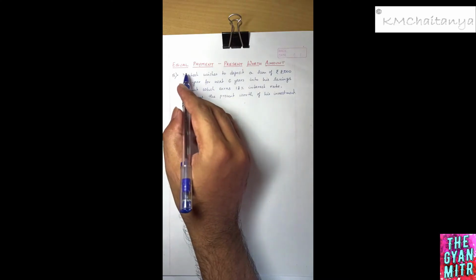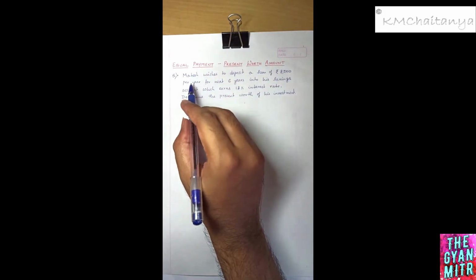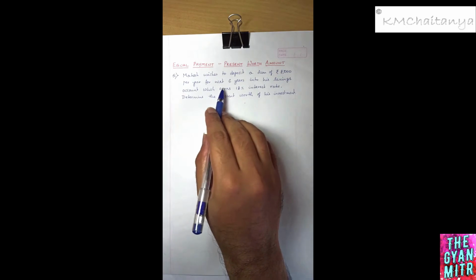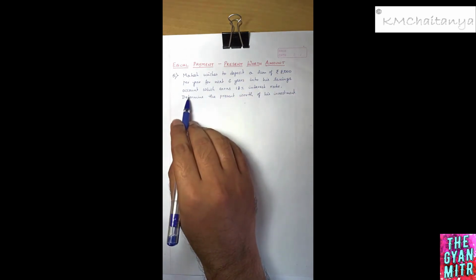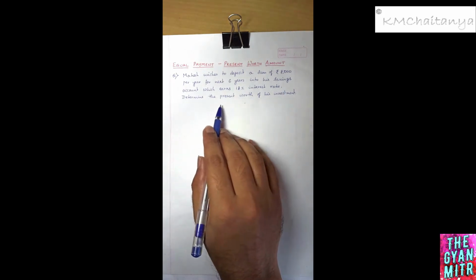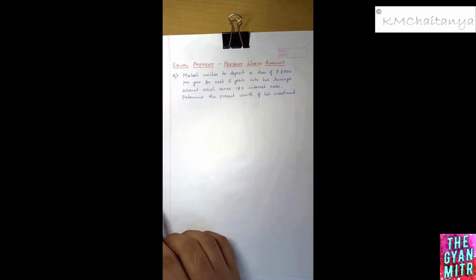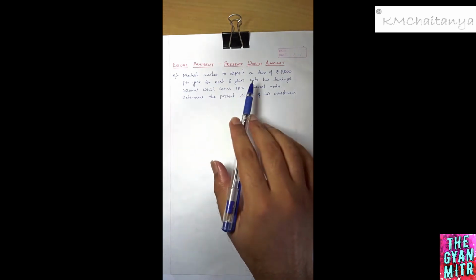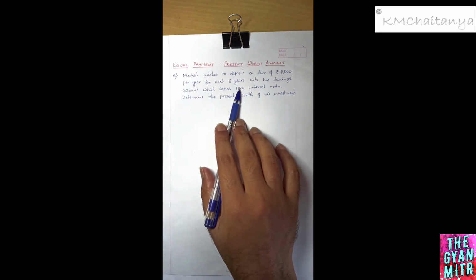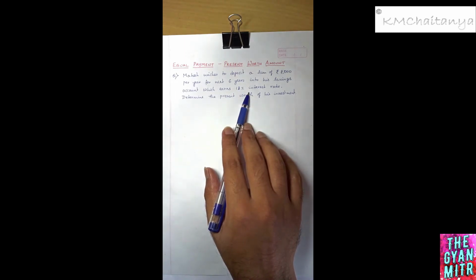Now let's solve an example on equal payment present worth amount. Mahesh wishes to deposit a sum of rupees 8,000 per year for the next 6 years into his savings account, which earns 18% interest rate. Determine the present worth of his investment. So let's understand the question. Mahesh is going to deposit 8,000 rupees every year for 6 years. And for his investment, the bank is going to give him 18% interest rate.